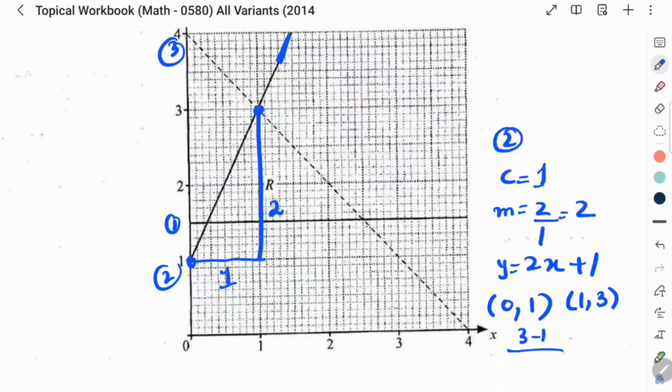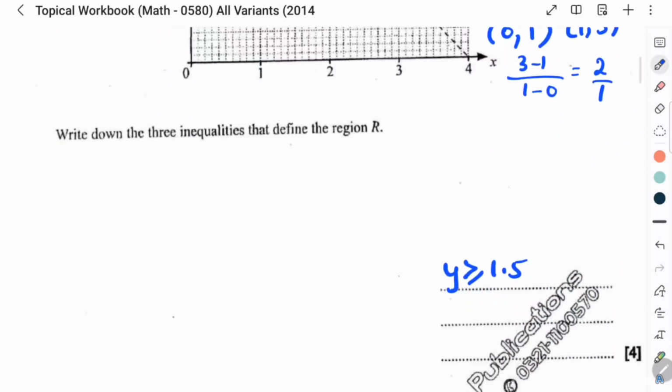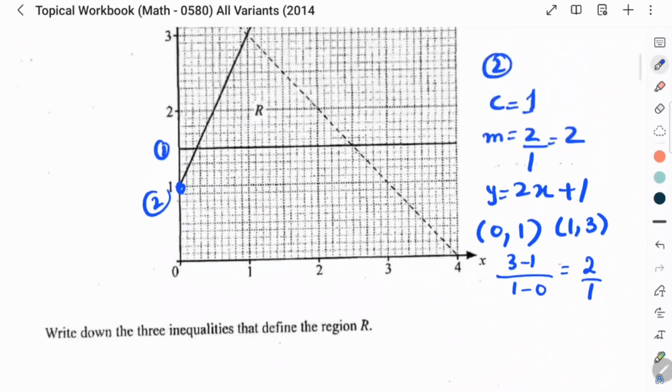y2 minus y1 upon x2 minus x1, that is 2 over 1 and the gradient is 2. So the equation of your line is intersecting the y-axis at 1, so that's why your y-intercept is 1. So you will write down y is equals to 2x plus 1. Now we have to put the inequality there.